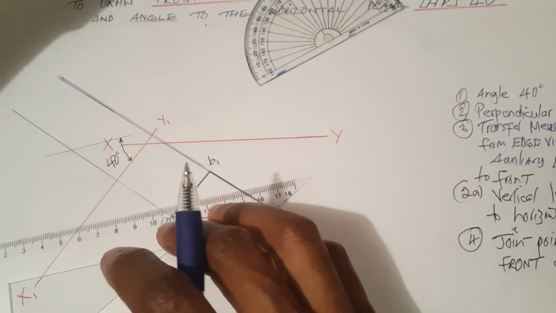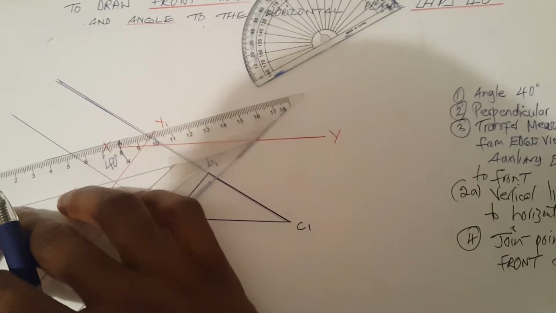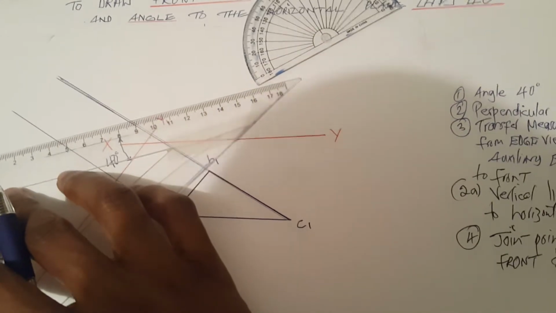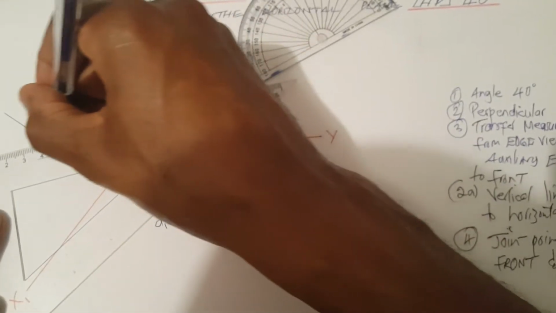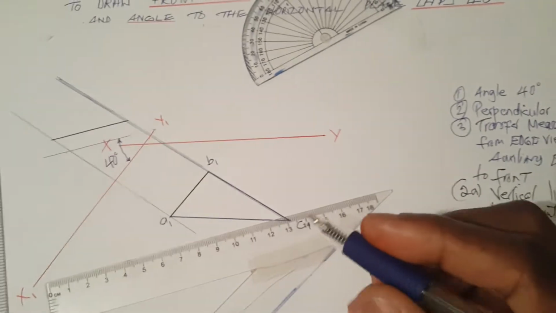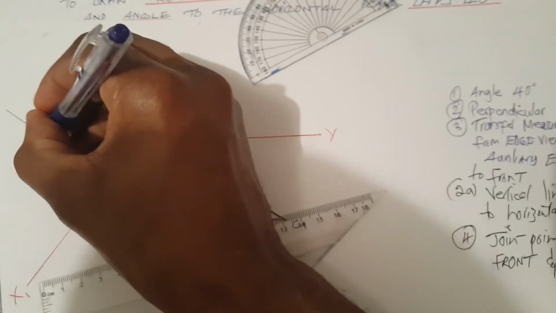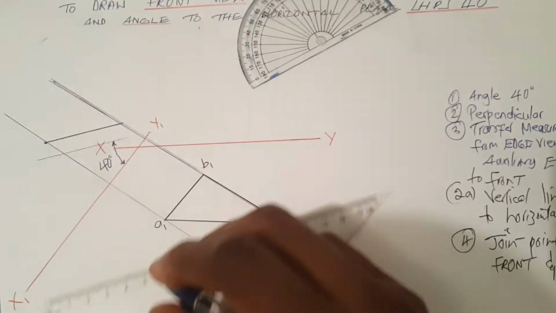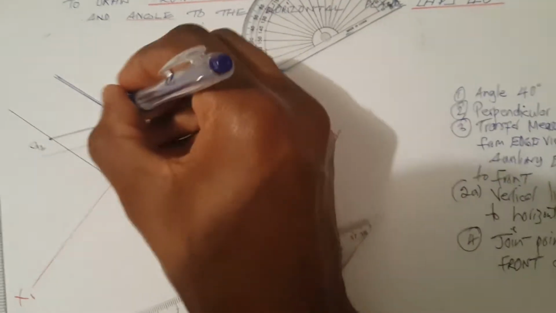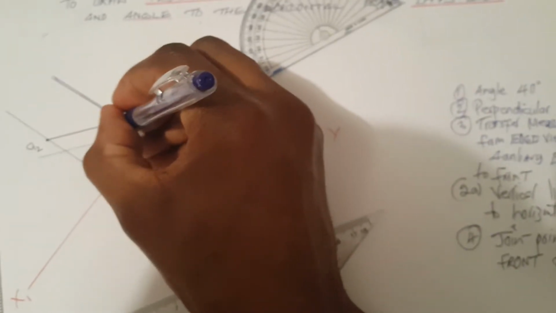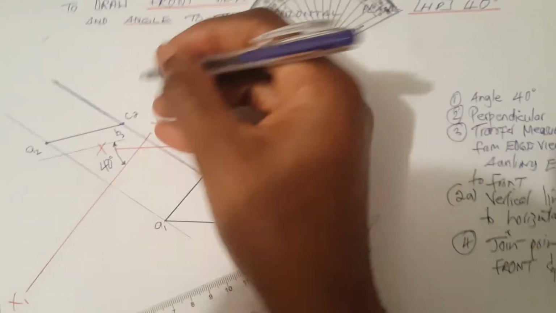My next step is to step off a parallel line at a convenient distance from this. This now becomes my edge view or my auxiliary elevation. So here would be A2 and B2, which is very close to C2.